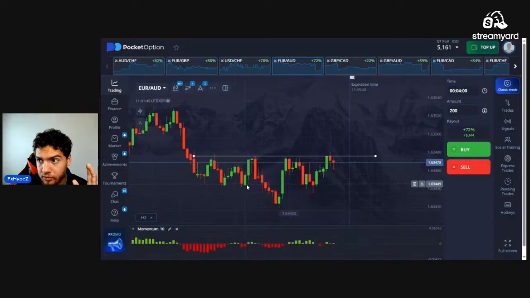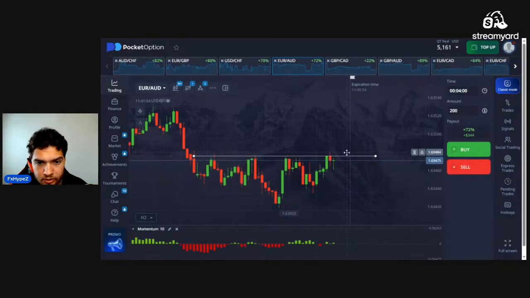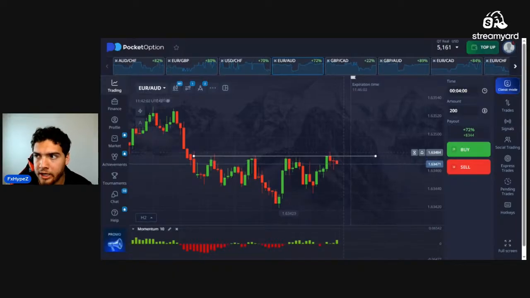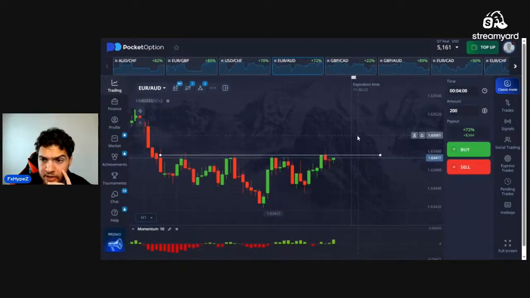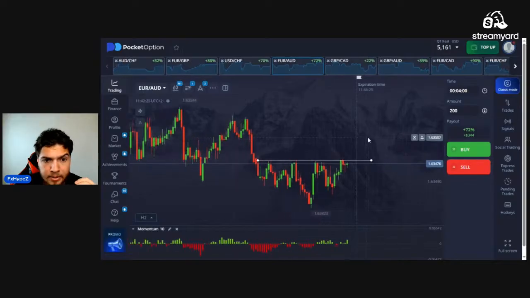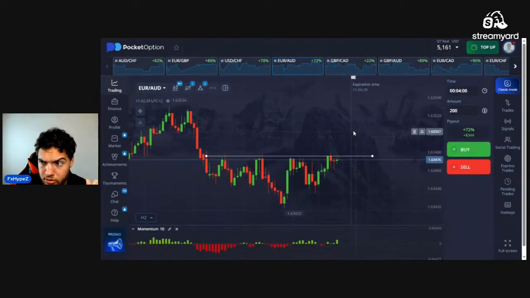But you could also argue that we do have somewhat of a head and shoulders pattern here as well. So, yes, the more touches a resistance zone has, the stronger, the sturdier it is, but it also becomes weaker. It's like a best of both worlds. So for me, with the way the price is moving at the moment, I suspect that we're going to get a resistance break here at 1.63480. I think it's inevitable, and I'd be happy to take a 4-minute buy position on Euro AUD.